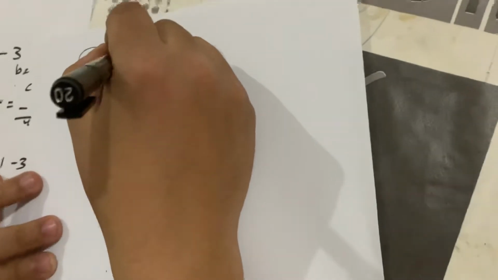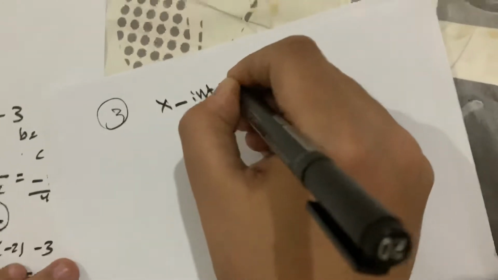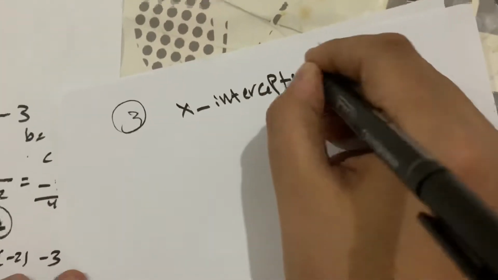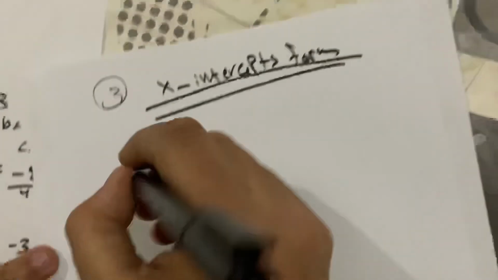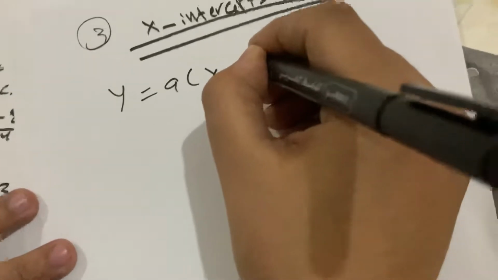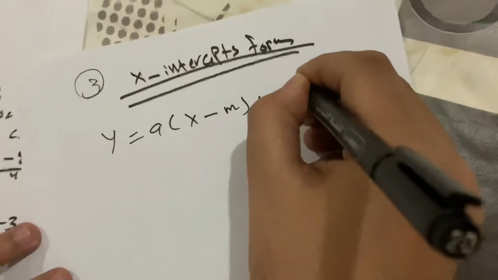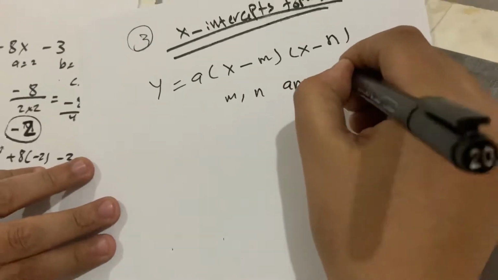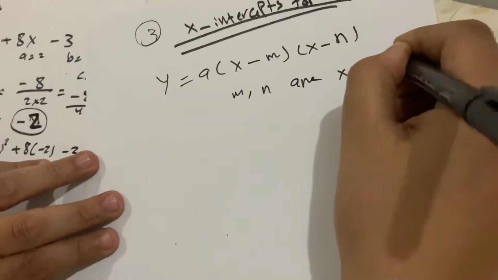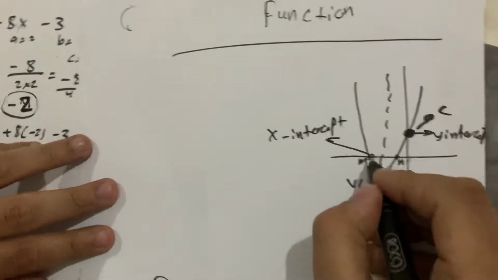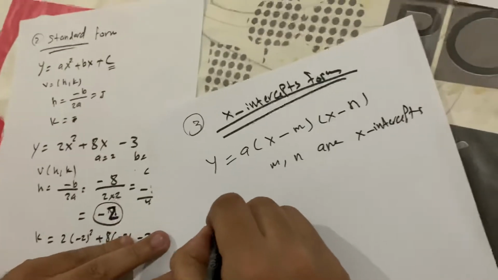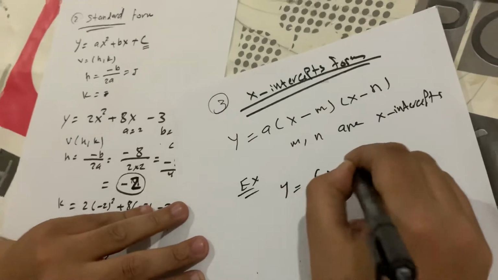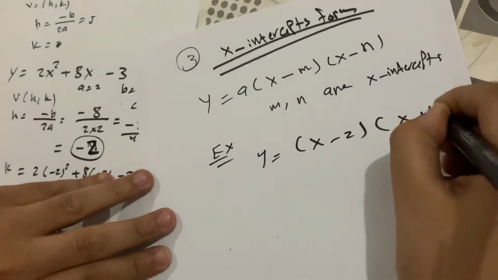Number 3, we have a new form called the x-intercepts form. Okay, what is the x-intercepts form? y equals a times (x minus m) multiplied by (x minus n). m and n are the x-intercepts. If you remember in the first graph, this m and n are the x-intercepts. For example, y equals (x minus 2)(x plus 4).